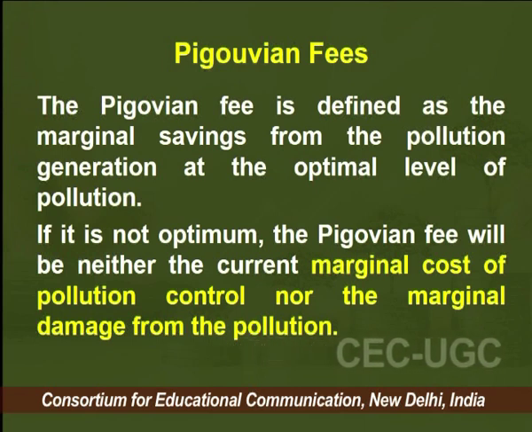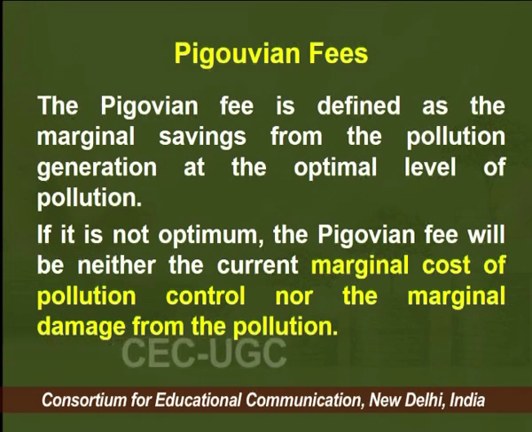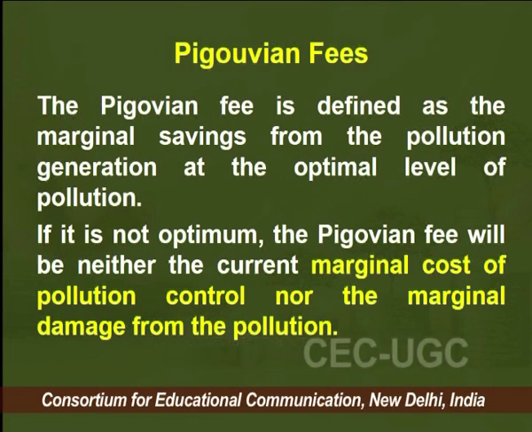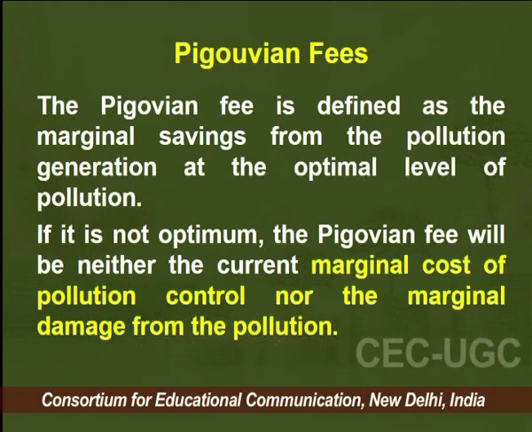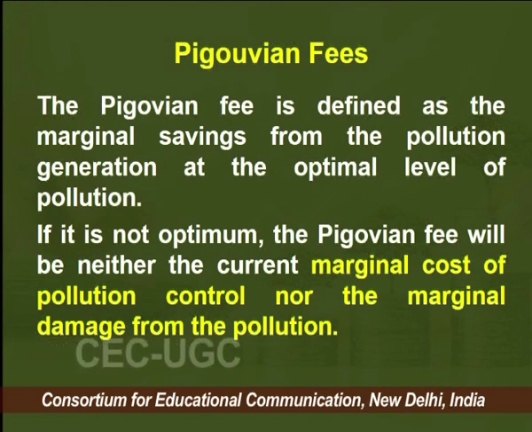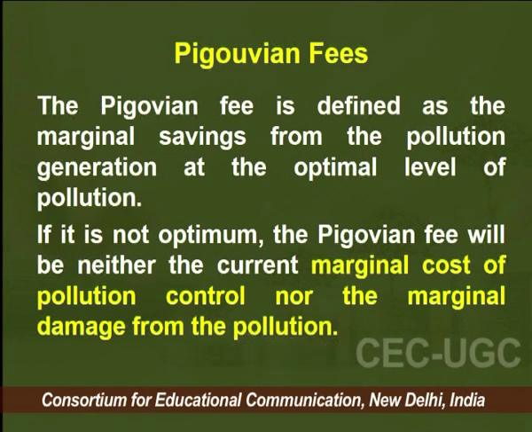Pigouvian fee is defined as the marginal savings from the pollution generated at the optimal level of pollution. If it is not the optimal level of pollution, and marginal savings is not equated to P, then the Pigouvian fee will be neither the current marginal cost of pollution control nor the marginal damage from the pollution.